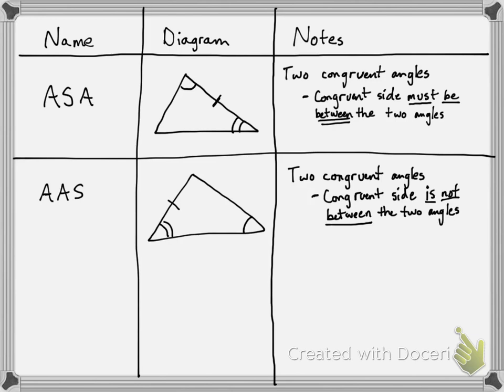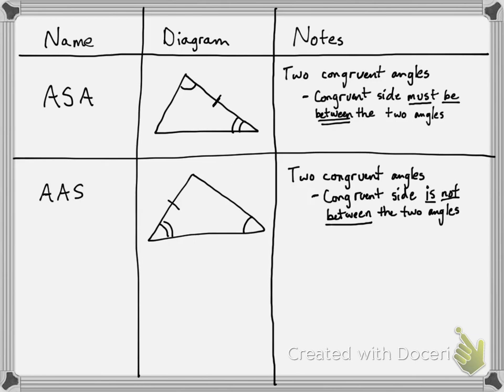Okay, guys, so make sure on this that you're noticing that these last 2, and we talked about this yesterday, both use 2 angles and one side. The difference being, if it's angle, side, angle, the congruent side must be between the 2 angles. So that second note under the notes section is going to be the key thing here. The side is not between the 2 angles for angle, angle, side.